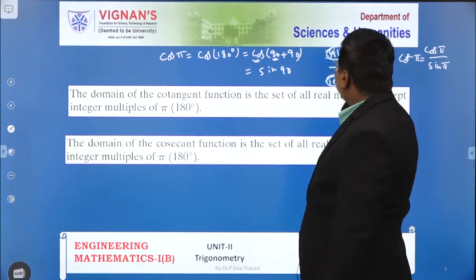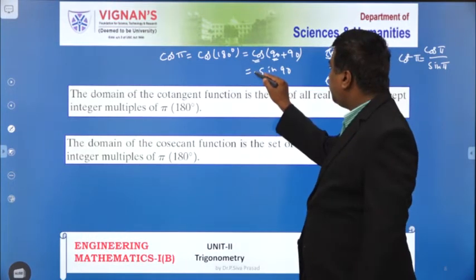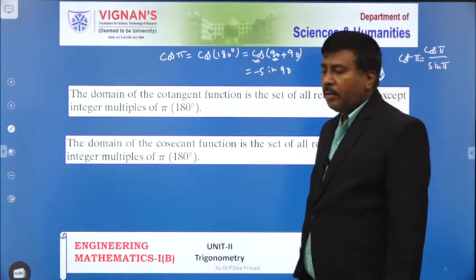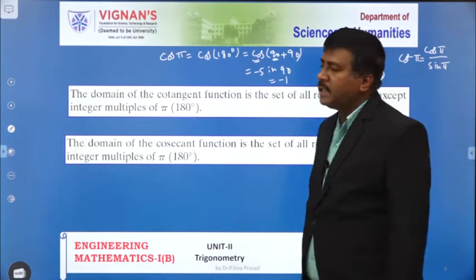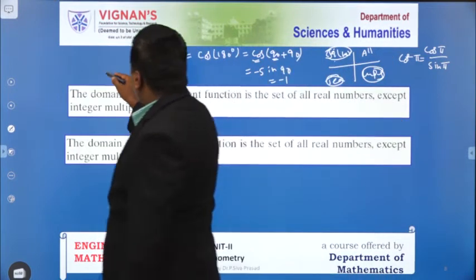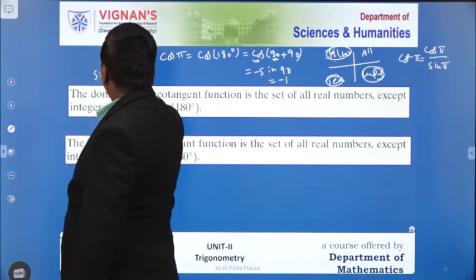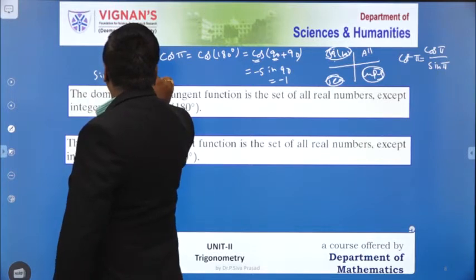That means in the second quadrant cos will be negative. So this is equal to minus sin 90. Minus of sin 90 value is minus 1. All of you catch your point? Now sin pi is equal to sin of 180 degrees.